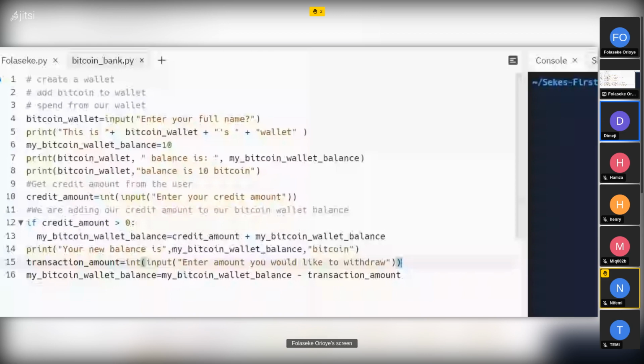Zainab, would you assist us with that? I logged out of the meeting because of my battery, so I didn't really get the question. It was the same question you raised your hand for. What should we do on line 15 downward?